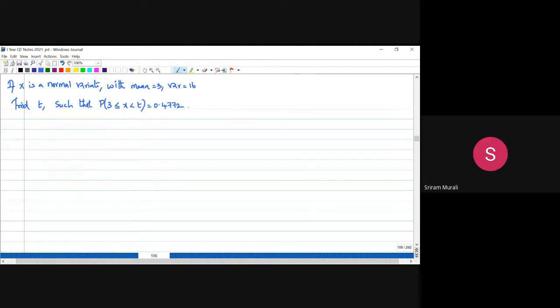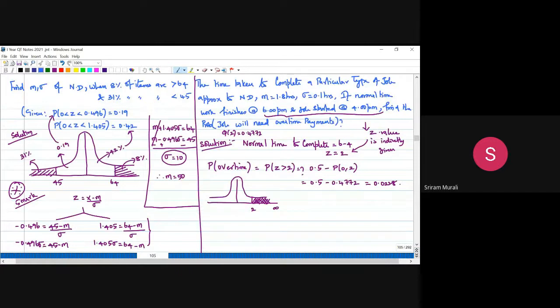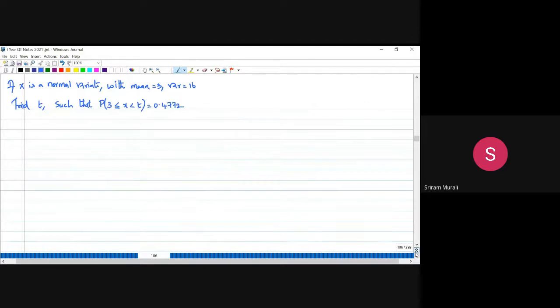So far we discussed one problem where we found the mean and variance for the given x or z. In the next problem, the mean and variance were given, and we directly found the probability value. In the present problem, the probability is given, but x is not given here. So we want to find the value of this x. The area is given as 0.4772. It is given in the question. So how do we start?